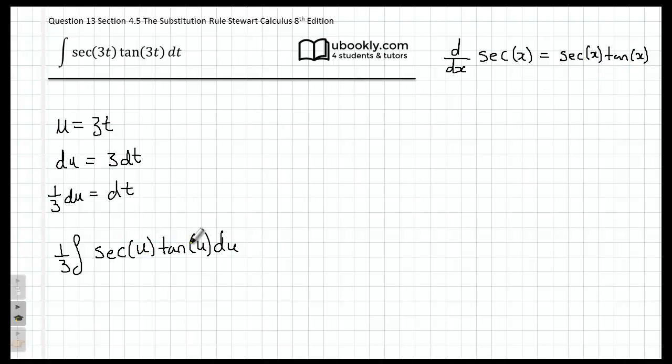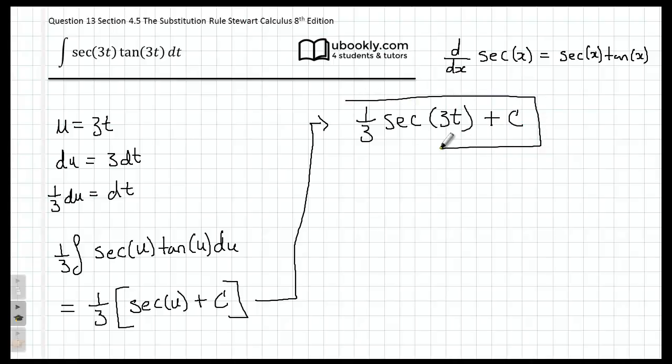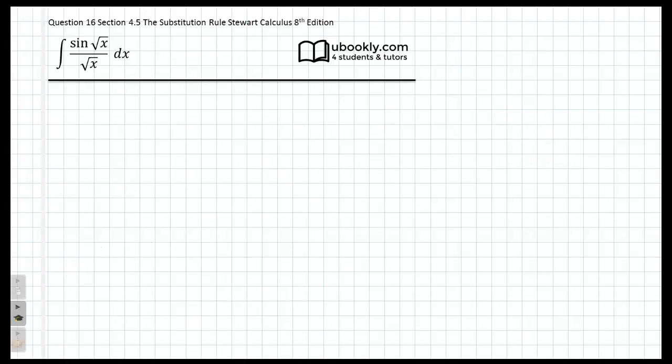Now I've got this standard integral, secant x times tan x. Here I've got secant u times tan of u du, and that integrates simply to 1 over 3 times secant of u plus c. All we have to do now is insert our u, which is 3t, plus c, and that would be our answer. Next question.